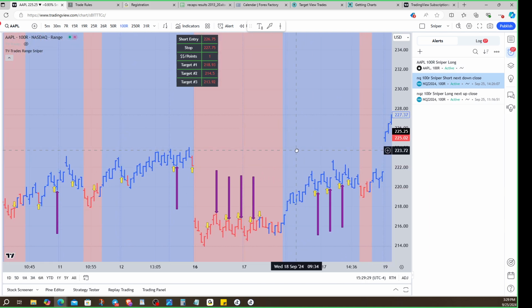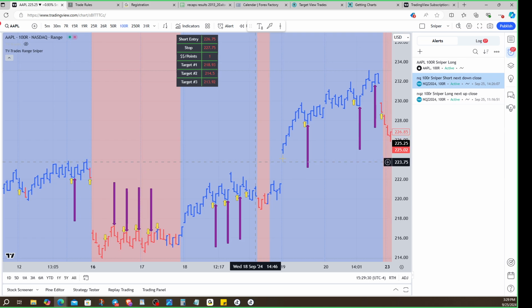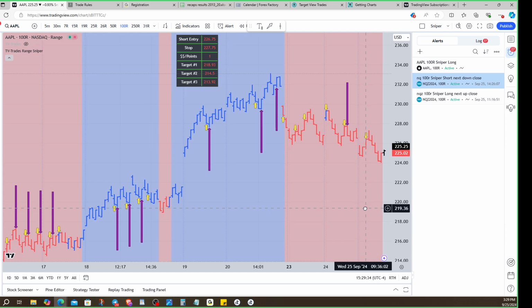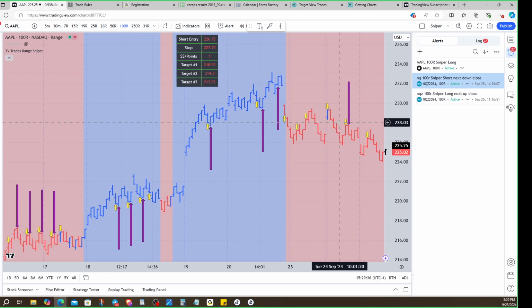Now, anytime I get a sniper long, it's going to give me a notification, right? That's all well and good, getting a notification when you get a trade, but you already got the trade by then. And usually it's going to be okay with the stock.